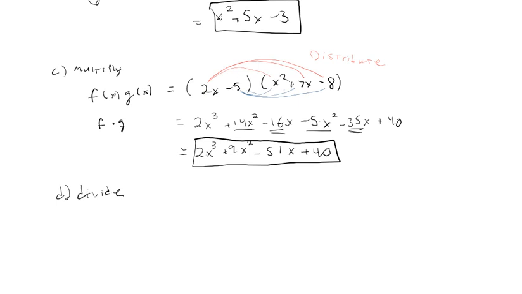So for division, you'll see that same thing. You'll see it like this with f of x over g of x, like that. Or sometimes it's just f over g, like that. Same things. So for division, what you have is you just write the equation like a fraction. Put your f part on top, put your g part on the bottom. So my f equation was 2x minus 5. My g equation was x squared plus 7x minus 8.